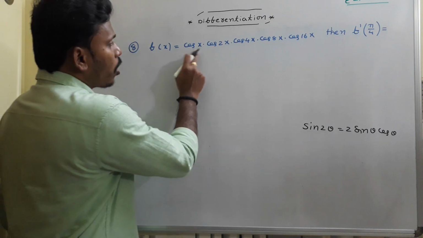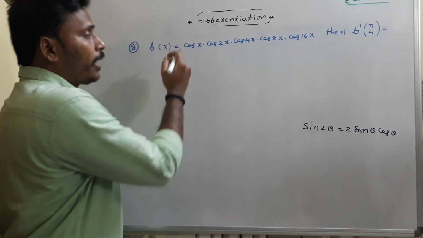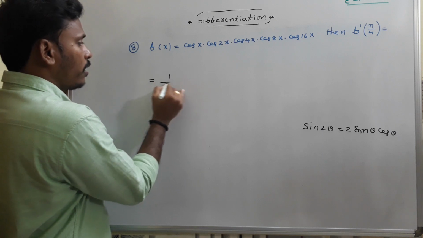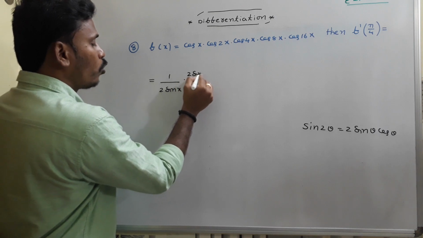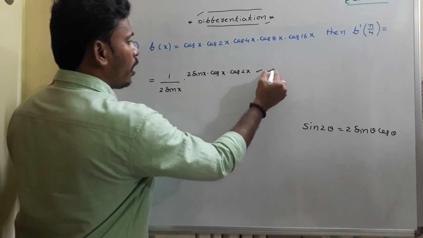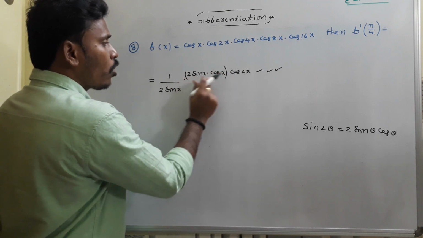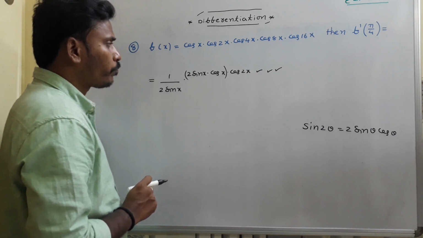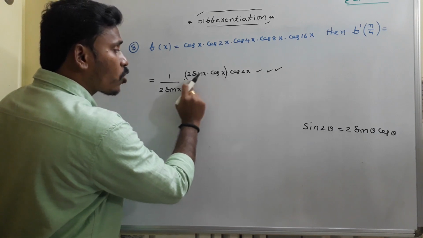Now here we have a cos x, right? But sin 2x is 2 sin x cos x, right? So you just multiply and divide with 2 sin x. So if you multiply and divide with 2 sin x, I have 1 by 2 sin x into the numerator, which is 2 sin x into cos x into cos 2x and all the other 3 terms. Now you just think, 2 sin x into cos x is what? Sin 2x, right? So we have a chance to replace this 2 sin x cos x as sin 2x.